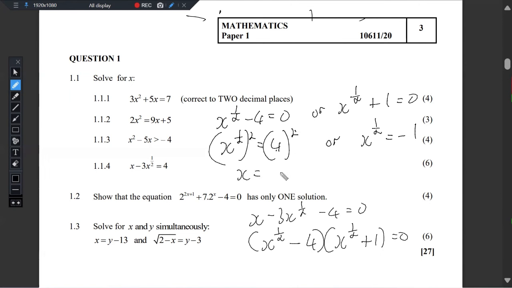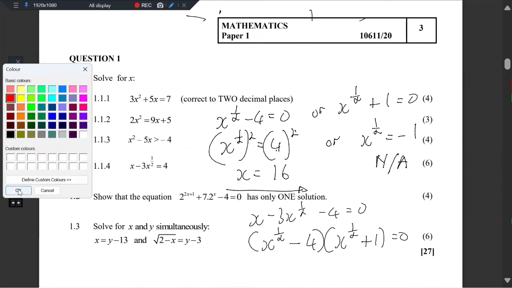What is 4 to the exponent of 2? That's 4 times 4, it's 16. But we know a number with an exponent of 1/2 cannot be equal to a negative number. So this is not applicable. Your only value here is x is equal to 16. So that's how you were supposed to go about solving that question. If you check it from the memo, they solved it differently, but I just saw that this is the most straightforward approach.